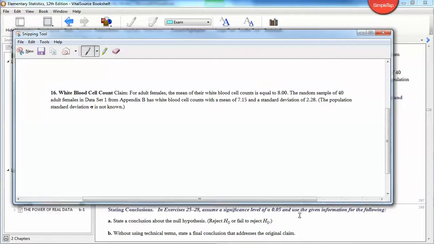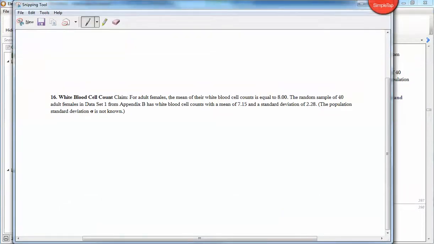Alright. Claim for adult females, the mean of their white blood cell counts is equal to 8.00. The random sample of 40 adult females in dataset 1 from Appendix B has white blood cell counts with a mean of 7.15 and a standard deviation of 2.28. The population standard deviation is not known.